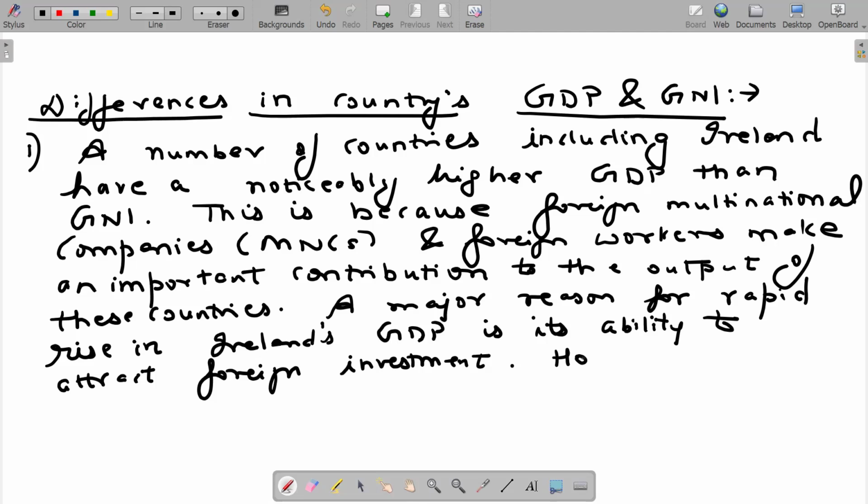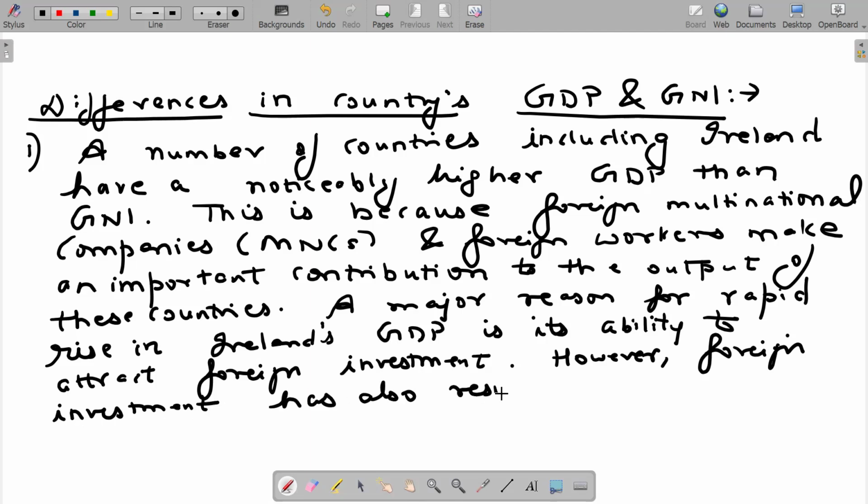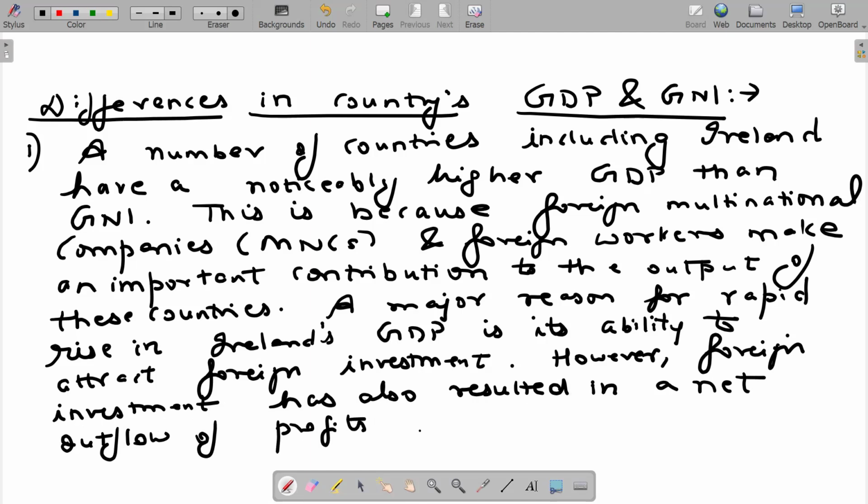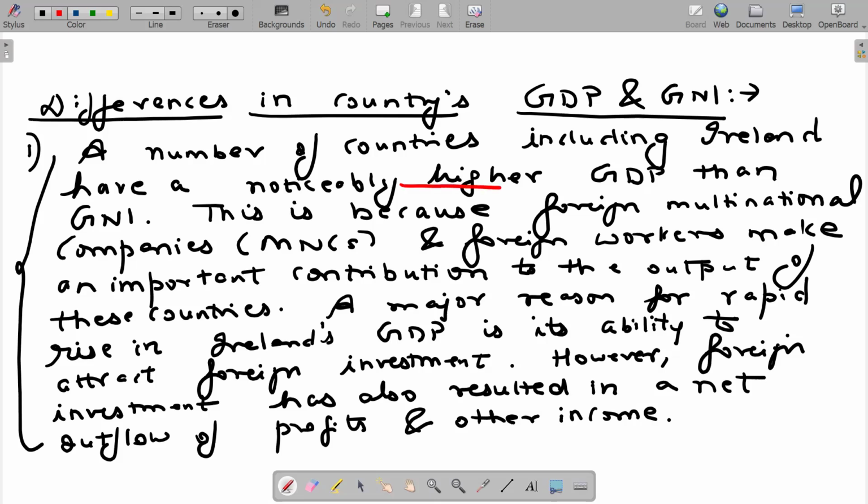So I can further write that, however, foreign investment has also resulted in a net outflow of profits and other income. So the whole paragraph, if I sum it up: there are certain economies which have a higher GDP compared to GNI.